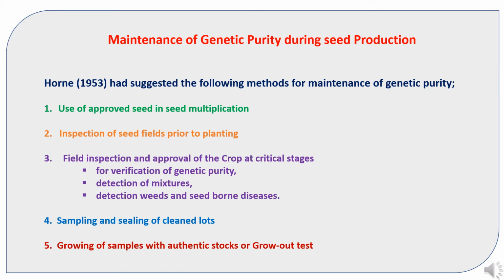And fourth is sampling and testing of cleaned lots for testing purpose and its purity verifications. Fifth, growing of samples with authentic stocks or grow out test. Means these samples are going for grow out test, which is the method of growing the sample seed and observing the morphological and reproductive characteristics to verify its trueness.